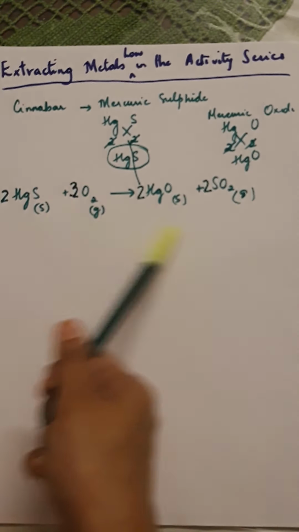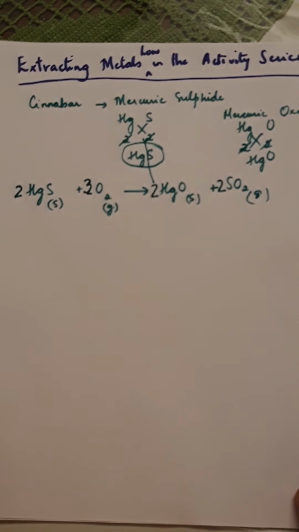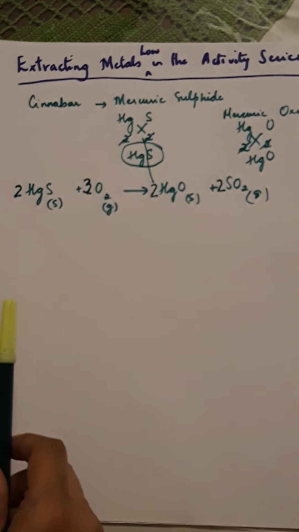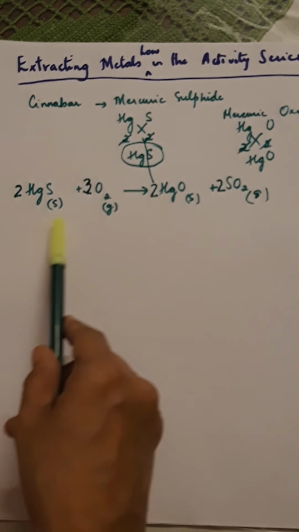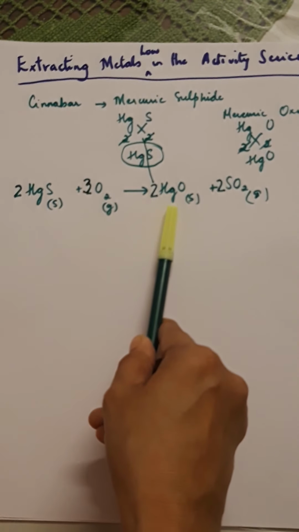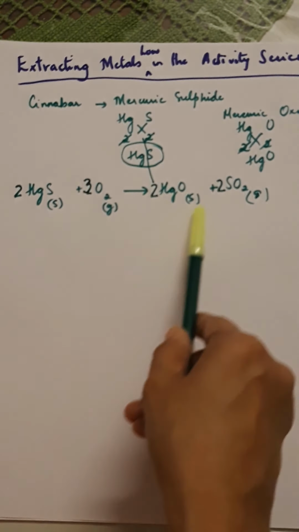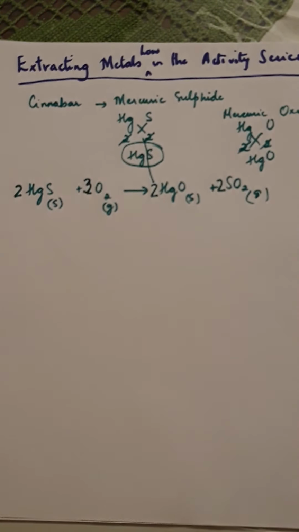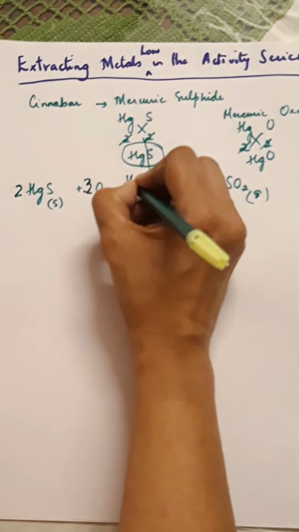Now I could have done it directly, but I did it stepwise so that you can understand how you do it stepwise. When heated in air, this mercuric sulphide is first converted into mercuric oxide. Now this mercuric oxide is then reduced to mercury on further heating. So here you heat.